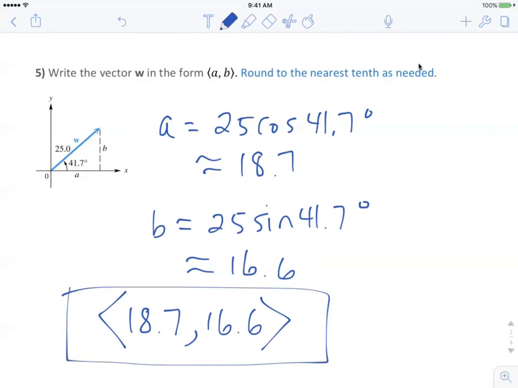Okay. So there's two ways you can describe a vector. You can give the angle and the magnitude, or you can give the horizontal and vertical components and put it in that algebraic vector form.